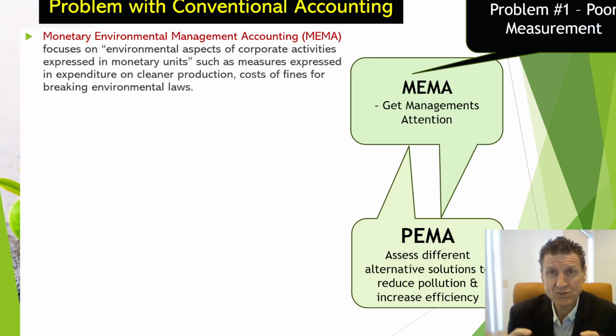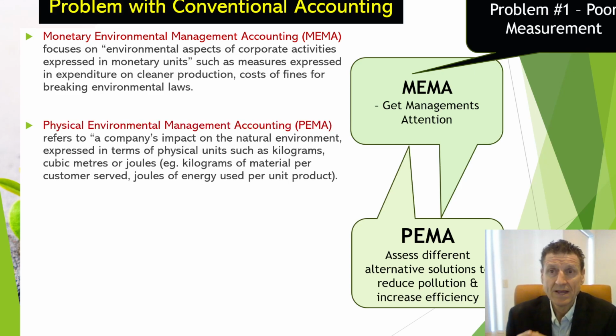MEMA, monetary environmental management accounting, is when we put anything to do with what we're doing in the environment into monetary aspects, so we can report and we can disclose. That's great. But monetary does not mean control, and that's the big point I want to make here. If we're just measuring the monetary aspects of our environmental footprint, it does not necessarily allow us to make a better decision with regard to how we can reduce that environmental footprint.